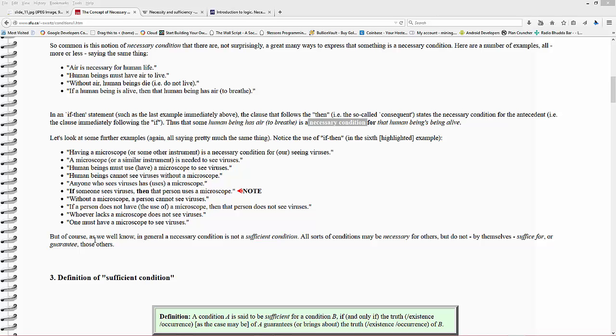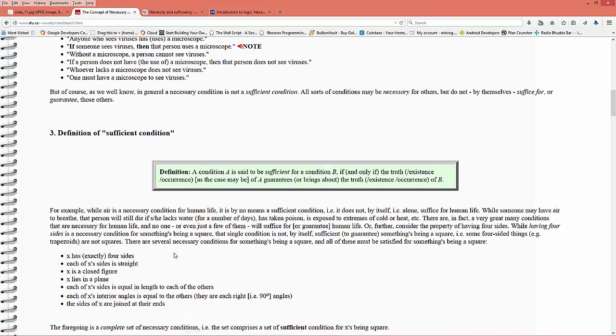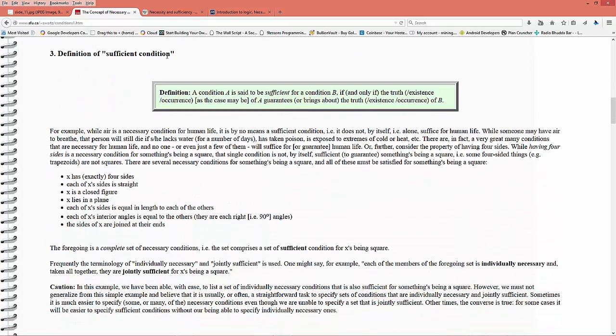But of course, as we well know in general, a necessary condition is not a sufficient condition. All sorts of conditions may be necessary for others, but they do not by themselves suffice for or guarantee those others. Let's clarify this by looking at the definition of a sufficient condition. A condition A is said to be sufficient for a condition B if and only if the truth, the existence or occurrence of A guarantees or brings about the truth or existence of B.